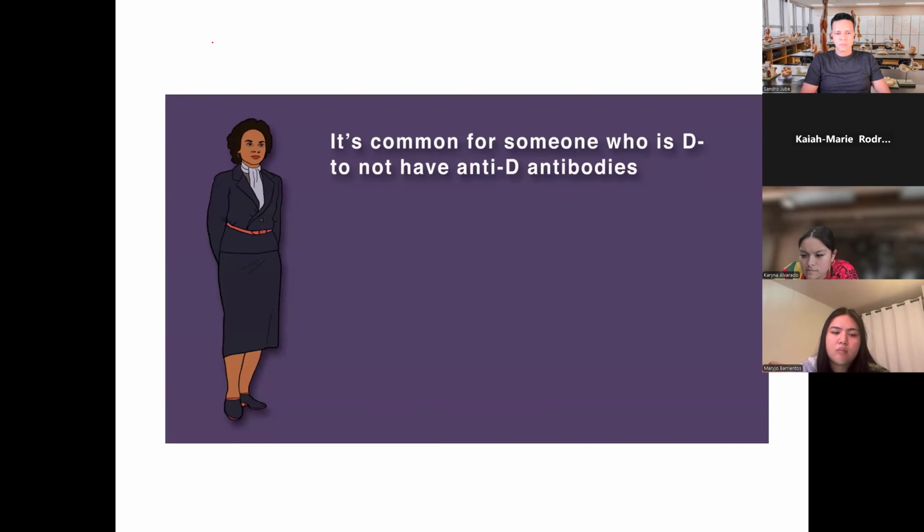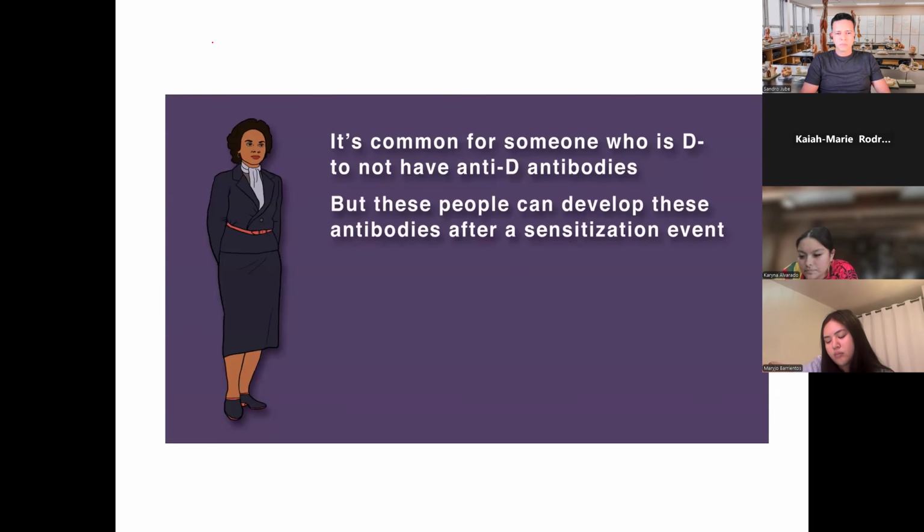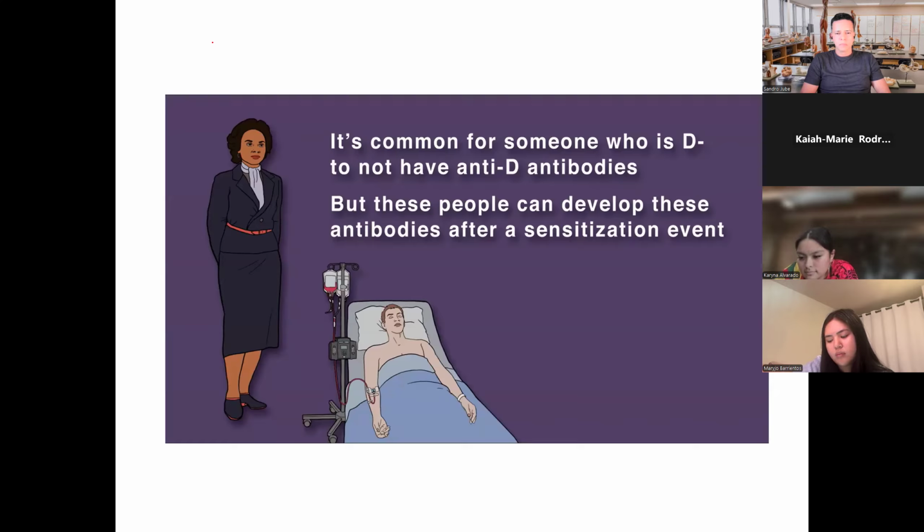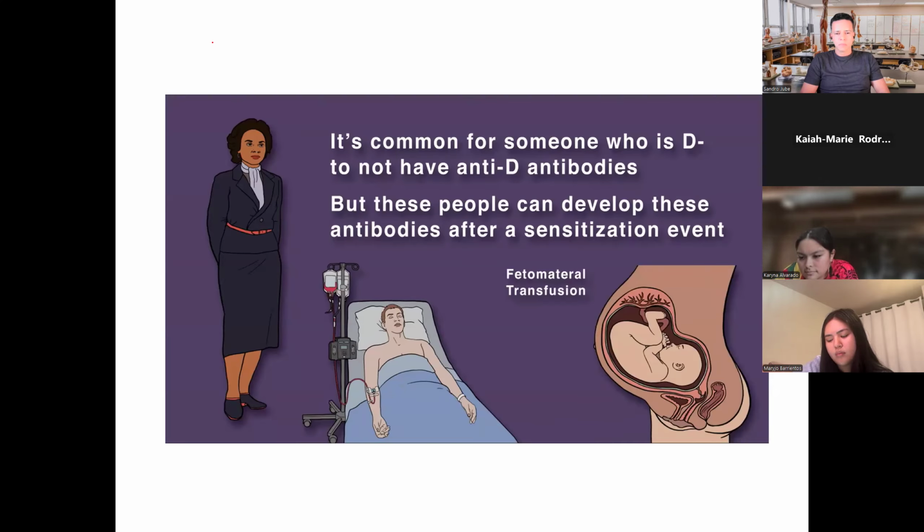For example, someone who has B antigen and Rh antigen would be signified as B positive. It's common for someone who is D negative to not have anti-D antibodies, but these people can develop these antibodies after a sensitization event. This can happen, for instance, during a blood transfusion, or during a fetal-maternal transfusion of blood during pregnancy. This can result in the development of Rh disease.